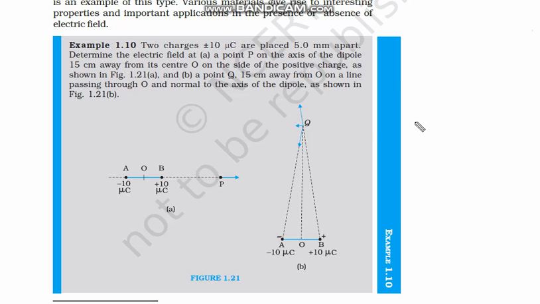Now we have understood the concept of electric dipole and we have calculated the electric field due to this dipole. So let us first go to this example 1.10 to understand the concept better.